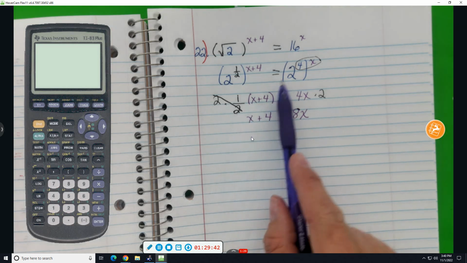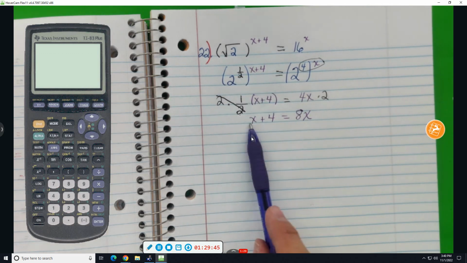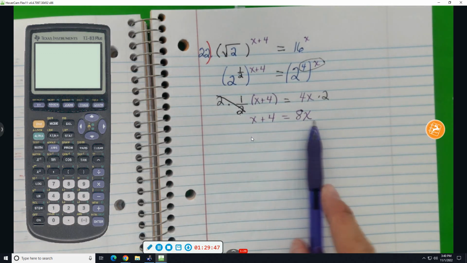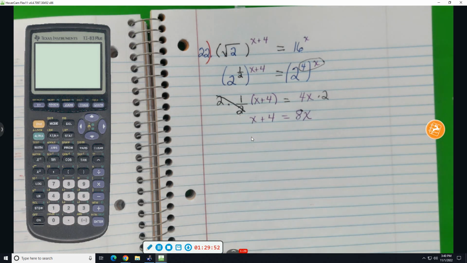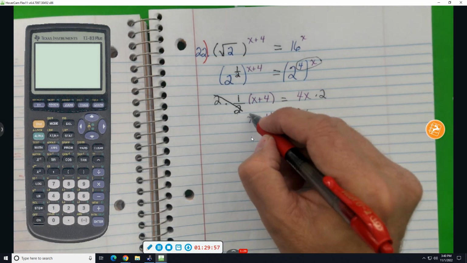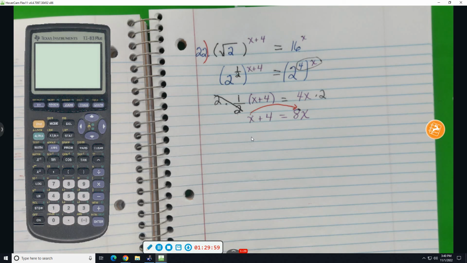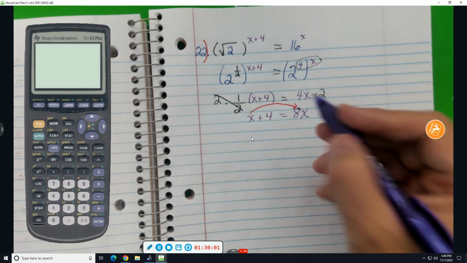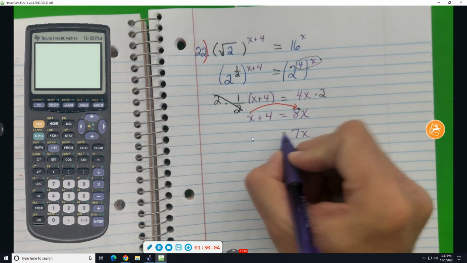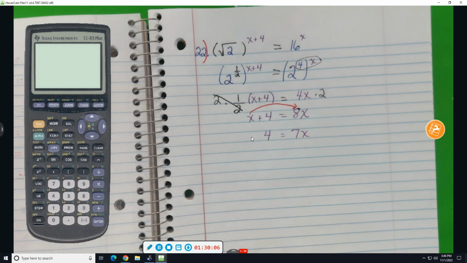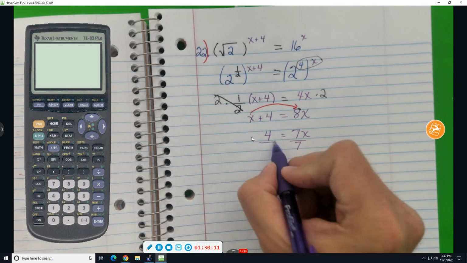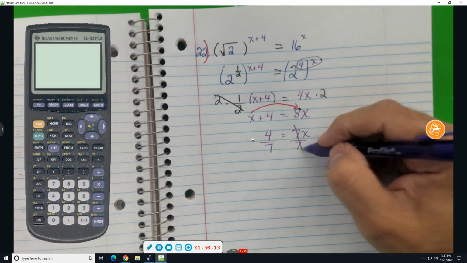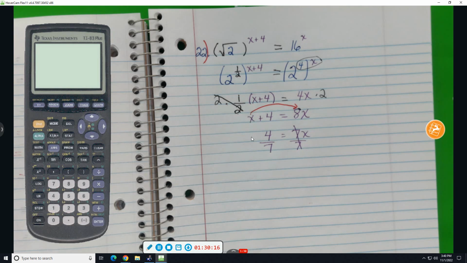You'll see how I went from here down to here? I think multiplying by 2 to get rid of that fraction is easier than distributing the 1/2. Let me see. How about this? 8x minus 1x is 7x. Divide by 7 on both sides to get 4 over 7.